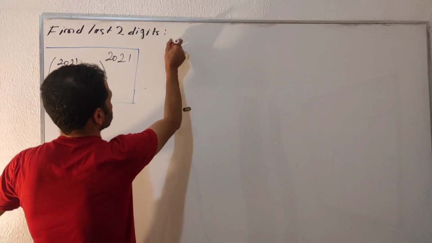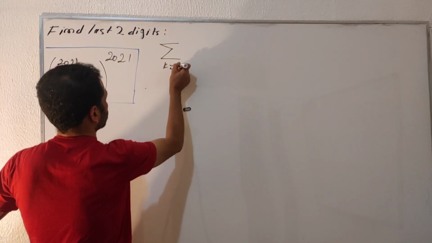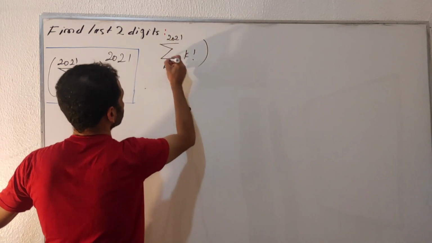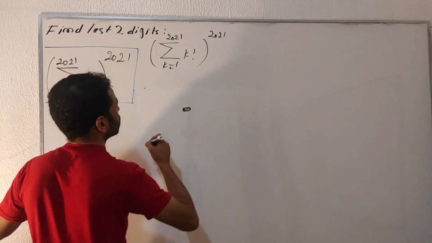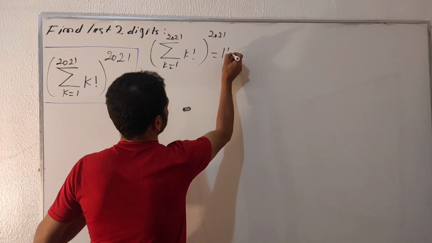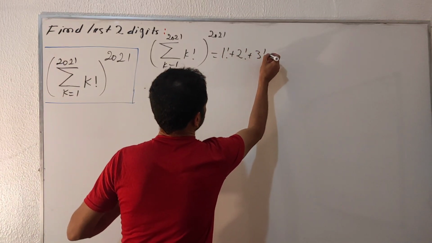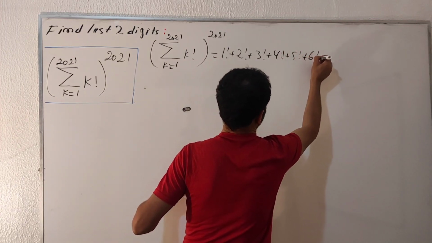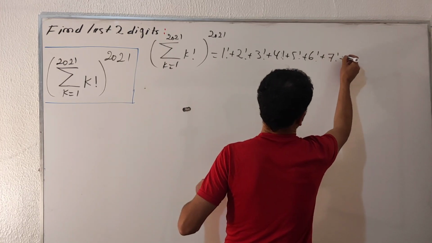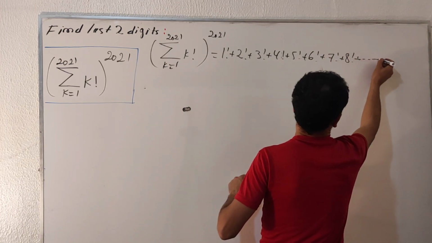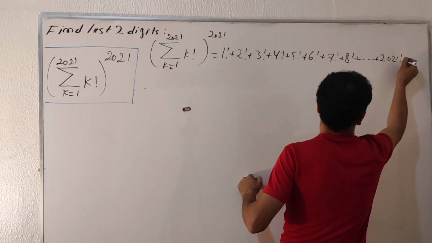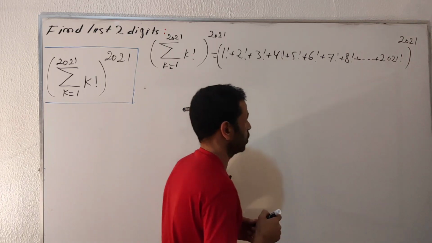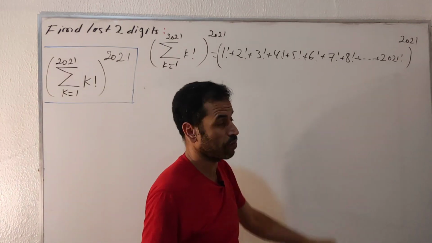So we have this sum as k goes from 1 to 2021 of k factorial, all to the power 2021. That equals 1 factorial plus 2 factorial plus 3 factorial plus 4 factorial plus 5 factorial plus 6 factorial plus 7 factorial plus 8 factorial, and all the way down until we get 2021 factorial. All is raised to the exponent 2021, like this. Now we are going step by step until we finish this problem.